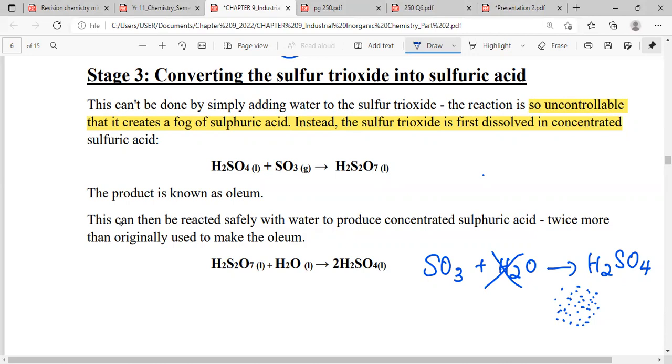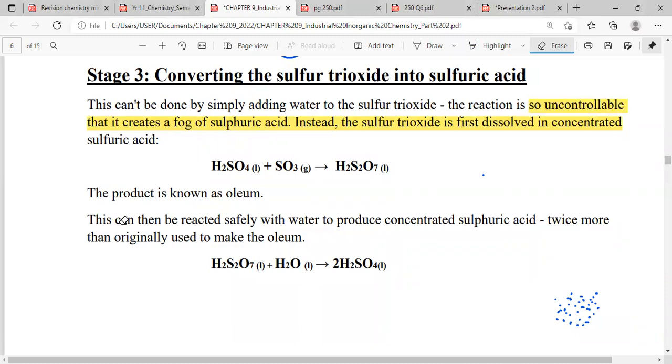It is a safer way to do. Is that clear? So let's see what the 2 steps are. In the first place, the sulfur trioxide is dissolved in sulfuric acid. Sulfur trioxide is dissolved in sulfuric acid to form a substance called oleum.